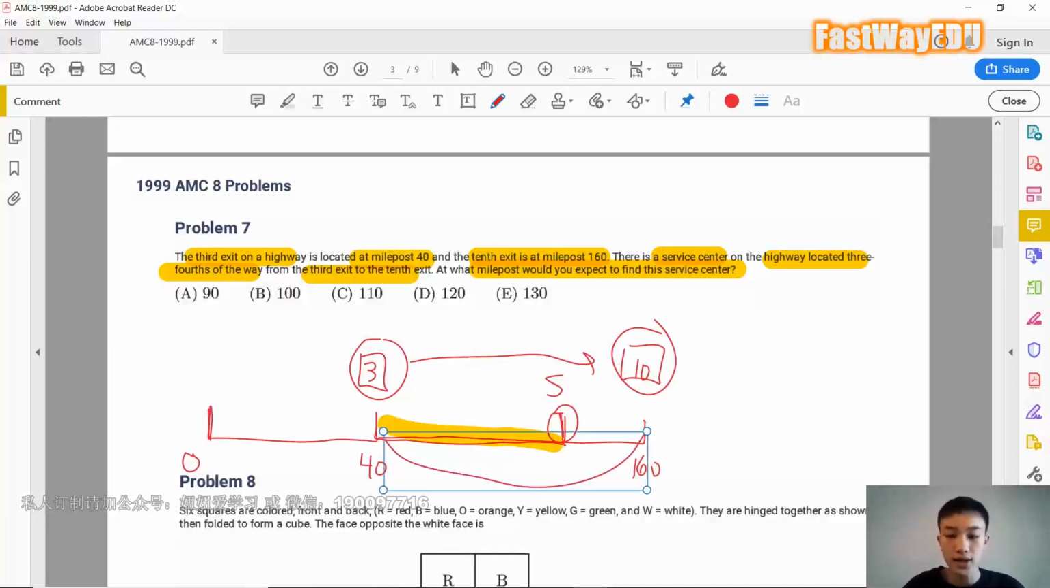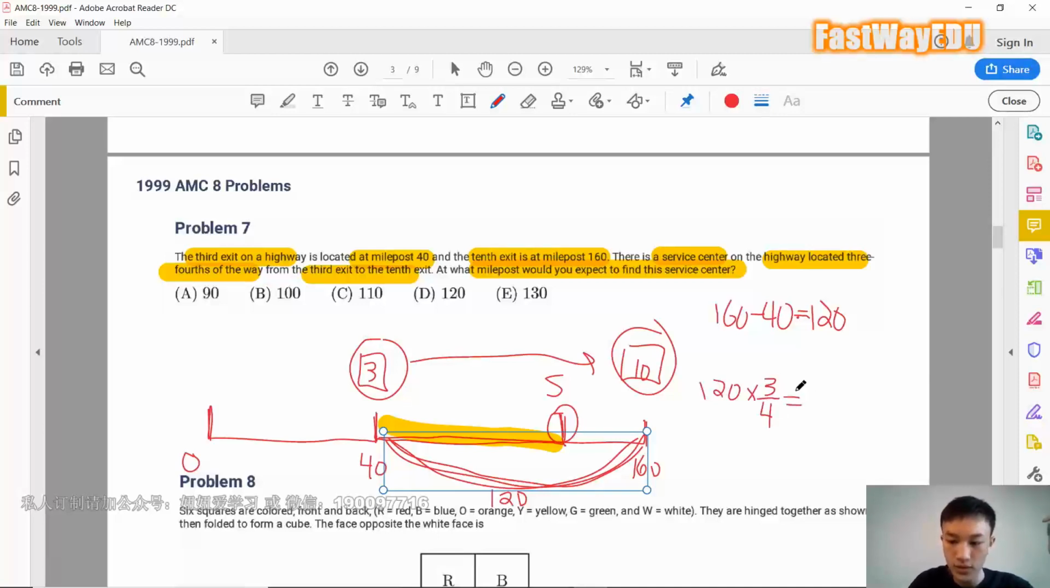So let's calculate the length of the highlighted region. Since this is 40 and this is 160, this region right here is just 160 minus 40, which is 120. So this length right here is 120. Now this highlighted region is 3/4 of this whole region, because that's what they said: the service center is 3/4 of the way from the third exit to the 10th. So since this whole distance is 120, 3/4 of the way is 120 times 3/4. That's 120 divided by 4, which is 30. 30 times 3 is 90. So the highlighted region is 90.